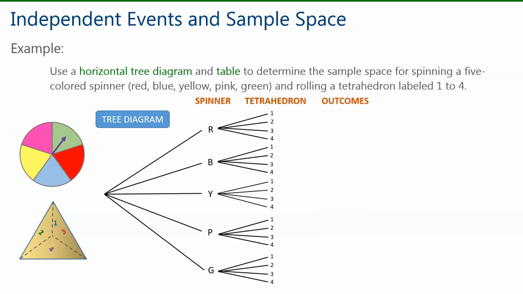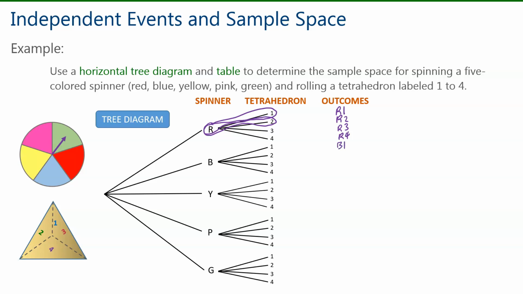From this, we get our outcomes. I will start at the top. I have a red, and I could roll a 1, R1. I could have a red and roll a 2, R2. And very quickly, you should see how this works. So those are my 4 possibilities for spinning red and one of the 4 numbers on the tetrahedron.